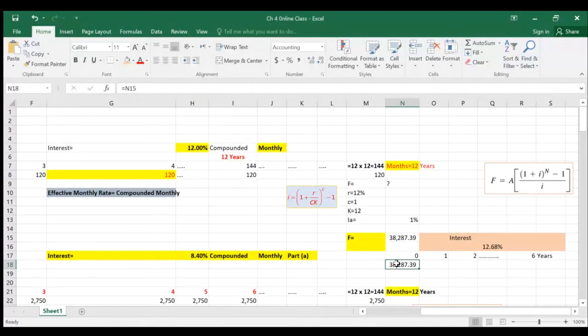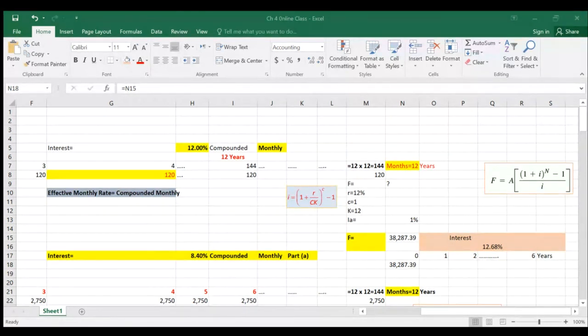But the question asks what is the value of this after 18 years. For that we calculated this one. If you look at the solution in the book, they continued with the months. You can do the same thing as well. Instead of the next 6 years, you can put the next 72 months, and then you can use 1% as the rate. You can do it also.